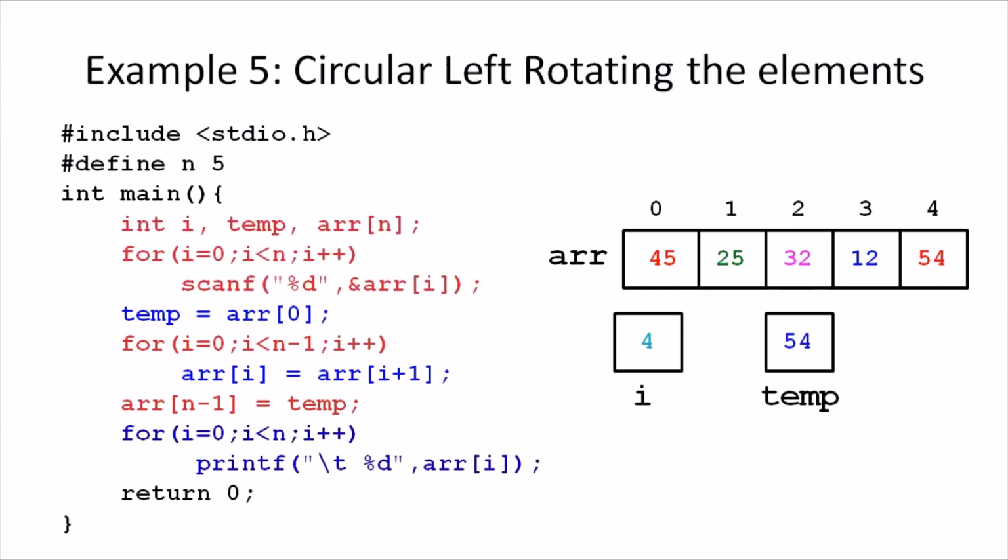Finally, when the last loop of the code gets executed, we find that all the elements of the array have been shifted left circularly. With that, we come to the end of today's video.